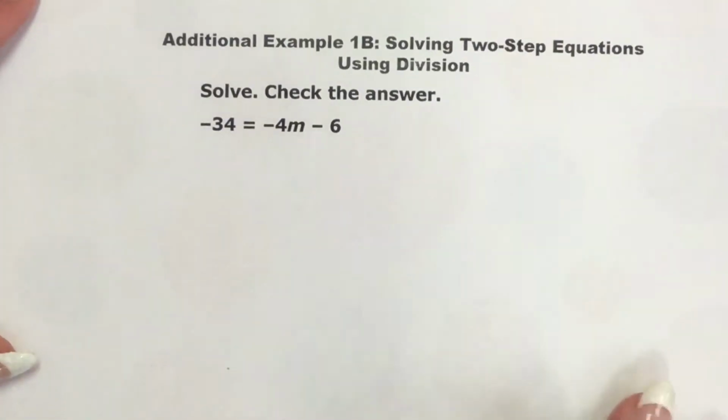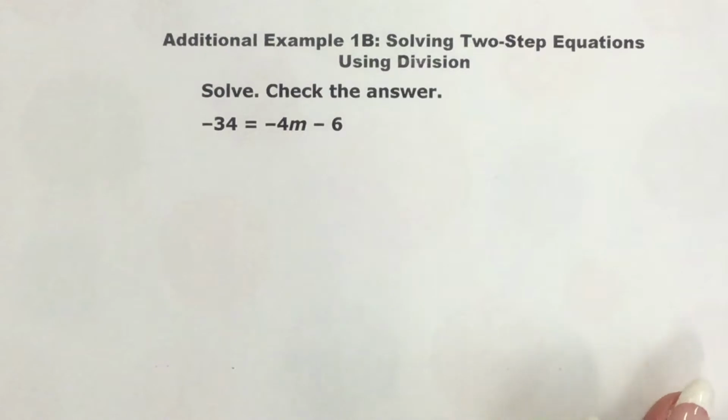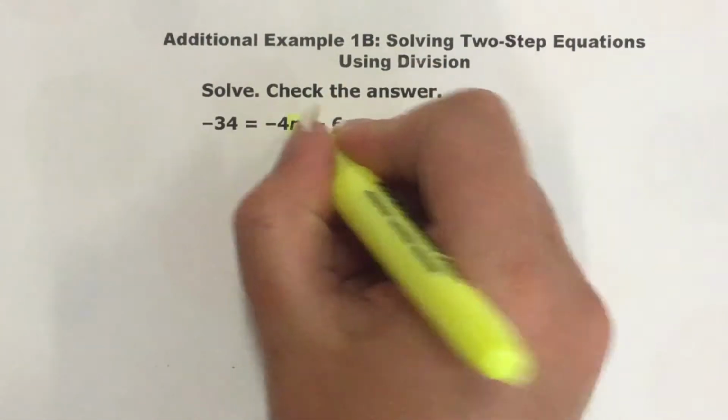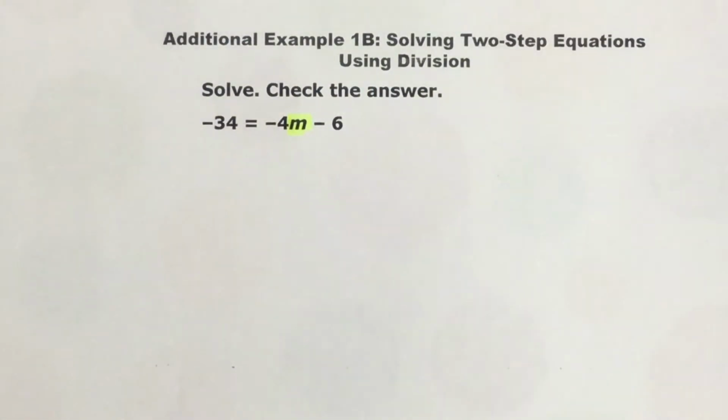Let's go ahead and do this one. Ooh, this one's a little different. They're throwing some negatives at us, but I think we can do it. Okay, got to get M by itself.